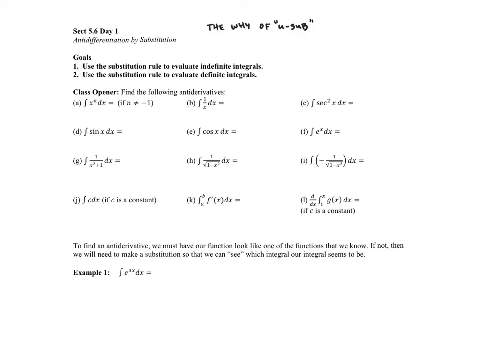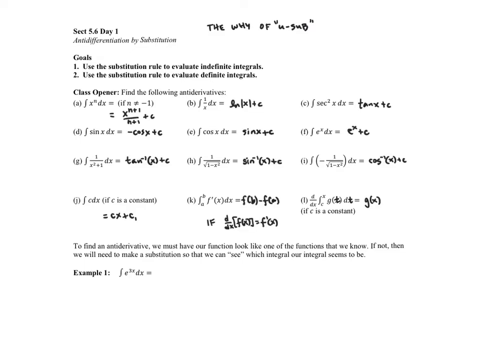I'm going to go ahead and pause the video, write out some derivatives, and you can check your work on that. As you can see here, I've got each of my antiderivatives. For a, x to the n plus 1 over n plus 1 plus c. For b, ln of the absolute value of x plus c. For c, tan x plus c, and so on. You can check your work along the way. I did have one mistake in notation here. It should be g of t dt in example L. So check your work there. If you got any questions, see your teacher.